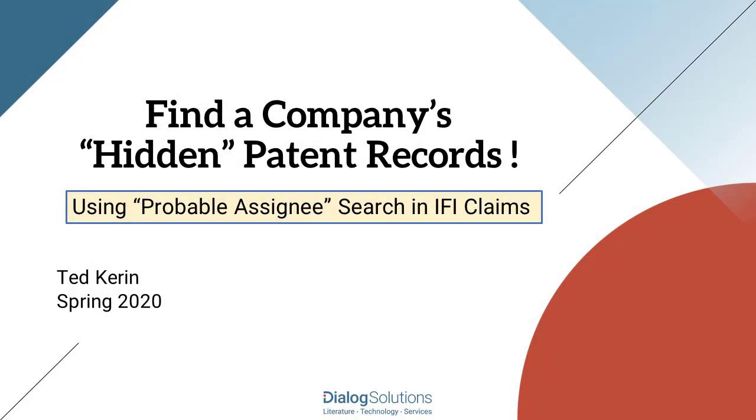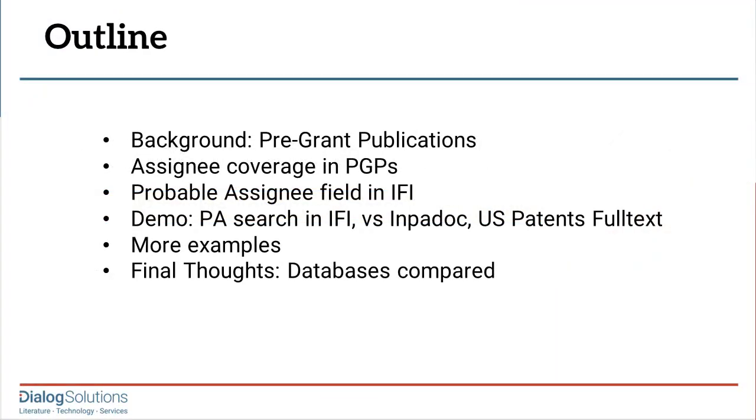Hello everyone. In this video, I'll show you how you may get more complete results in a search for U.S. published patent applications filed by a company, even if the application does not have the company name on it, by doing a patent assignee search in the IFI Claims database. As you'll see, this is because the IFI Claims database has an enhancement called the Probable Assignee field. I'll show you some examples of how it works and how it can dramatically increase the number of hits you'll get in a patent assignee search.